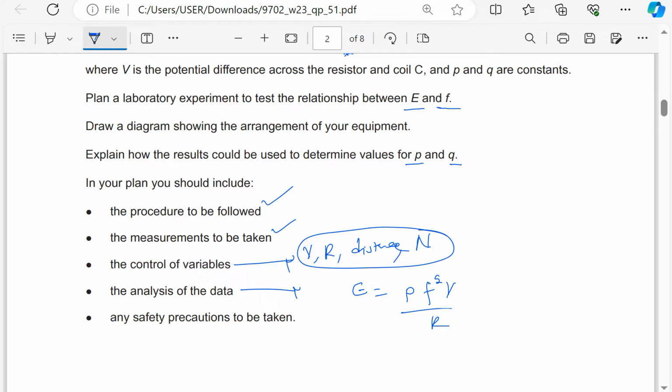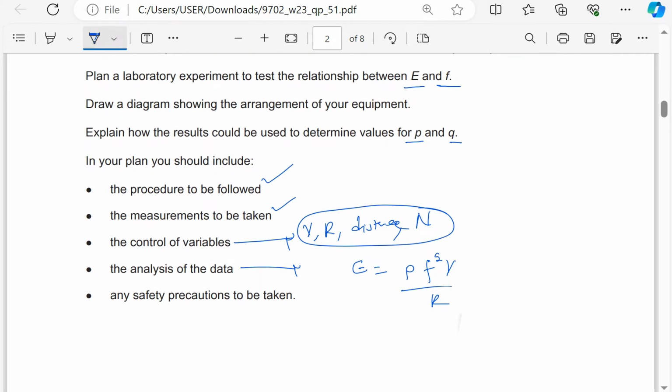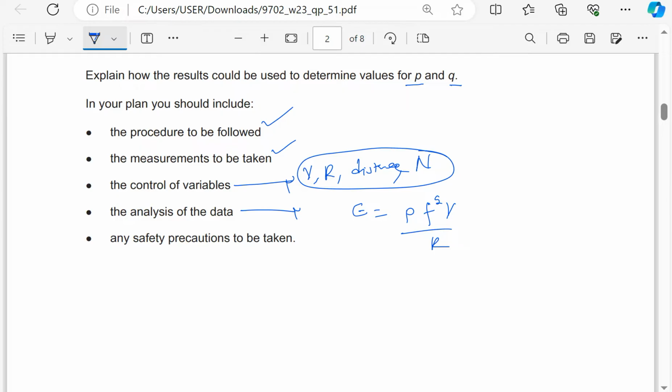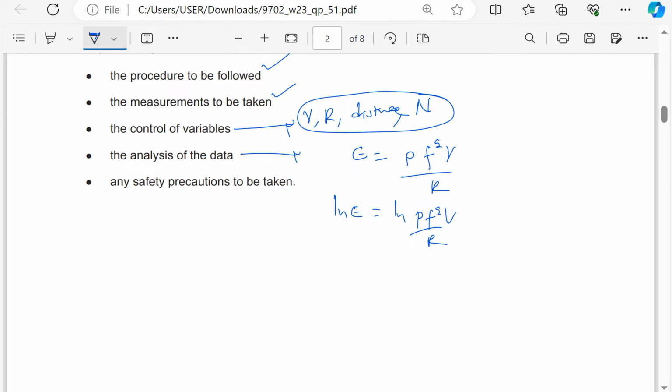When you see one of the variables having a power, then you introduce natural log, or you introduce log to base 10. So if I say ln of E equals to ln of P F power Q times V over R, if I open this, I have that ln of E is going to be Q times ln of F plus ln of P times V over R.